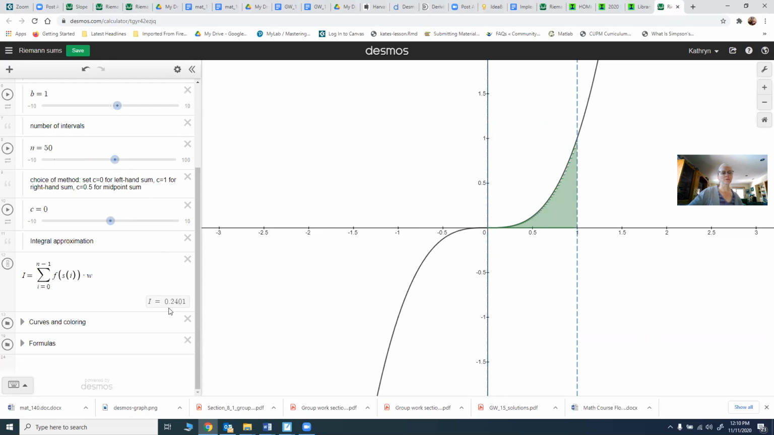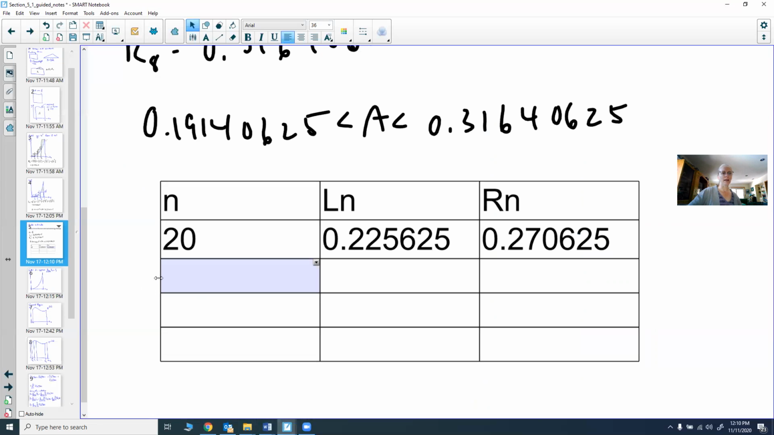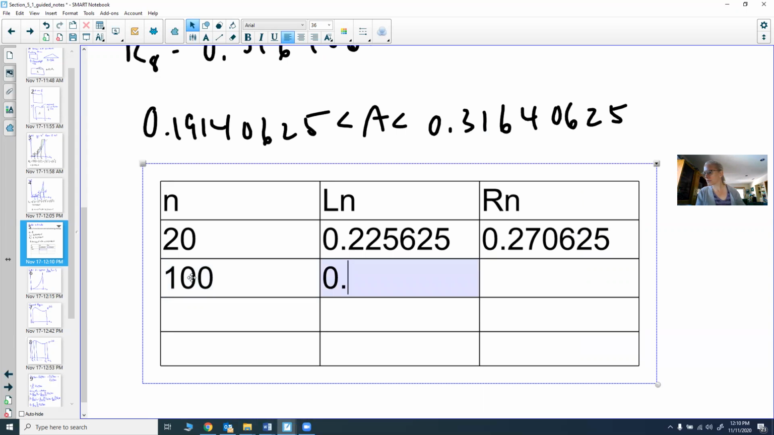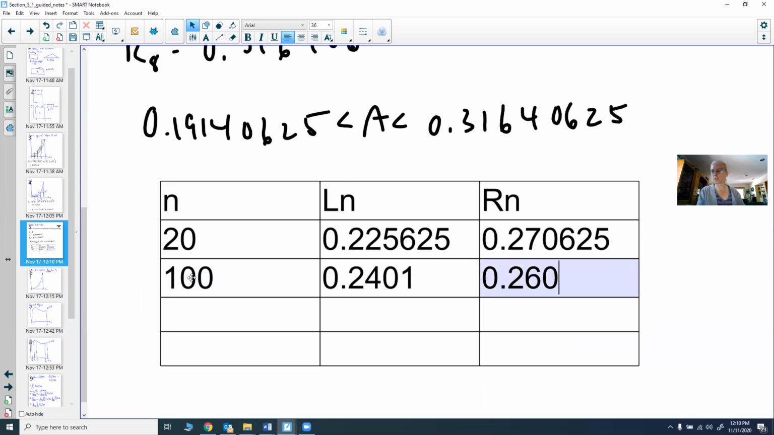Notice with the left-hand sums, and I'm calling them left-hand sums because we're using the left hand of that interval, and we're then going to sum those values up like we did before. And that's 0.2401. The right one was 0.2601. So that's pretty cool, because now what I'm looking at here, when I have n equals 50, I got 0.2401, and I got 0.2601. Notice those are really close. This is looking really good, like I've got a really good value.